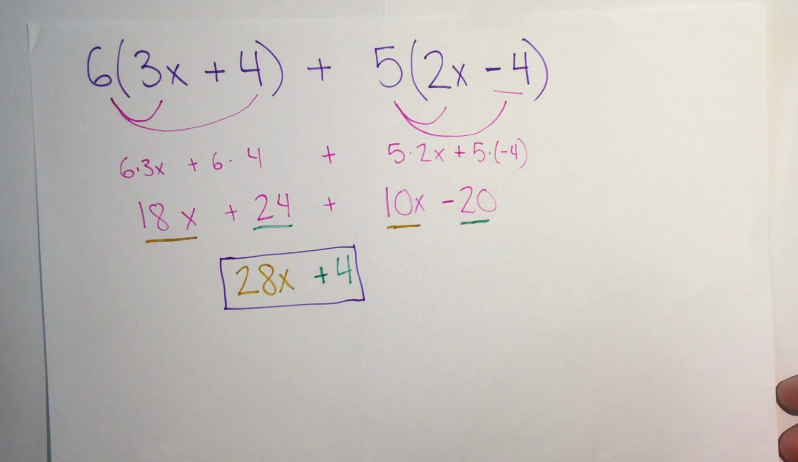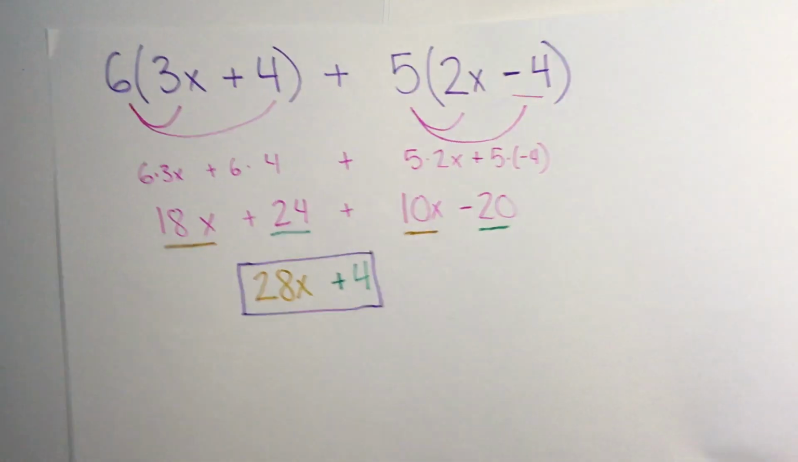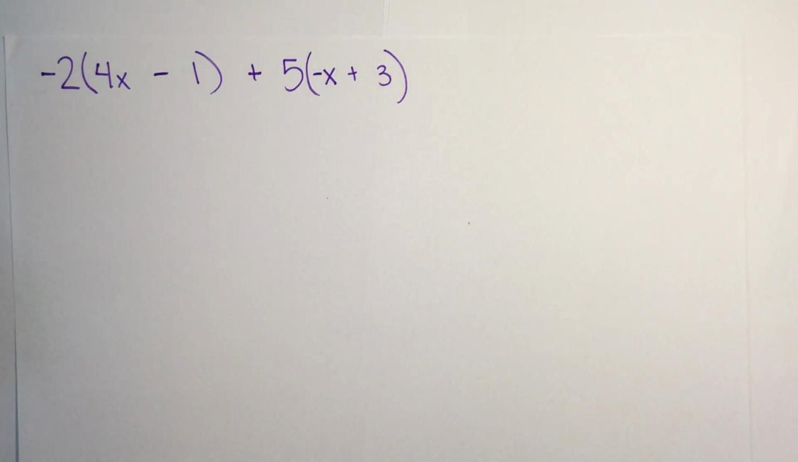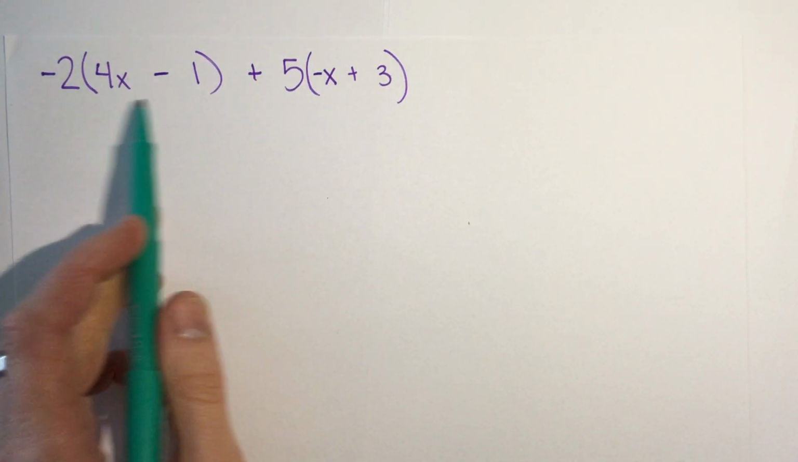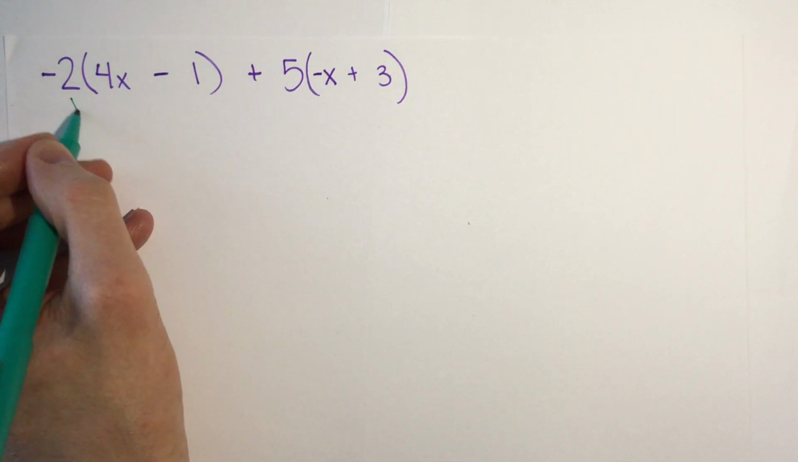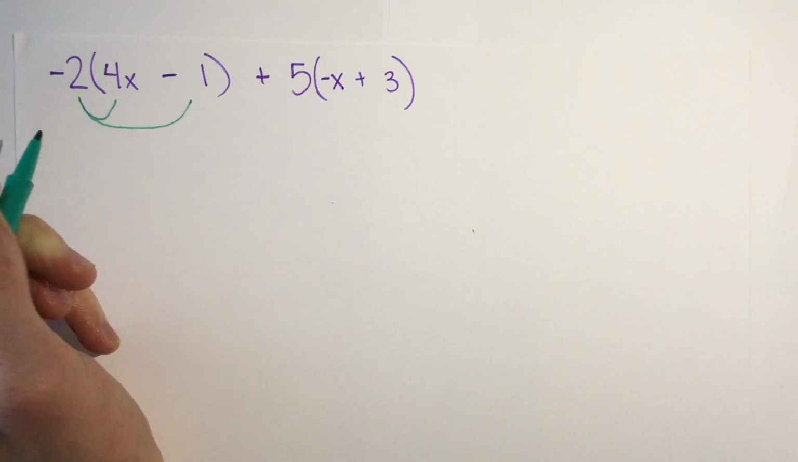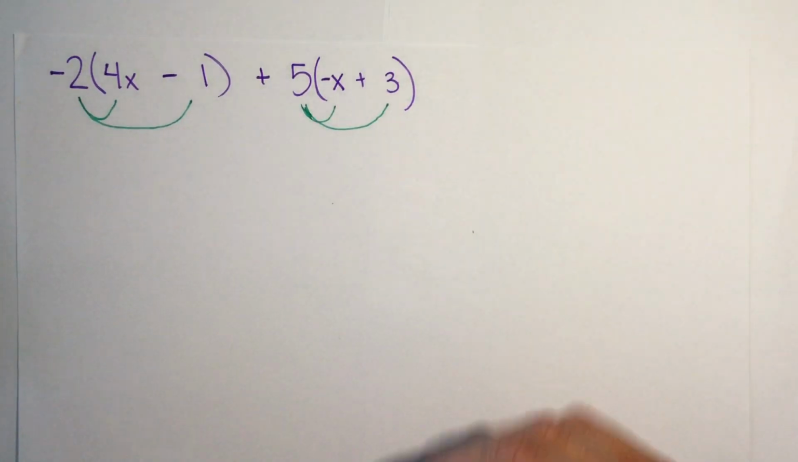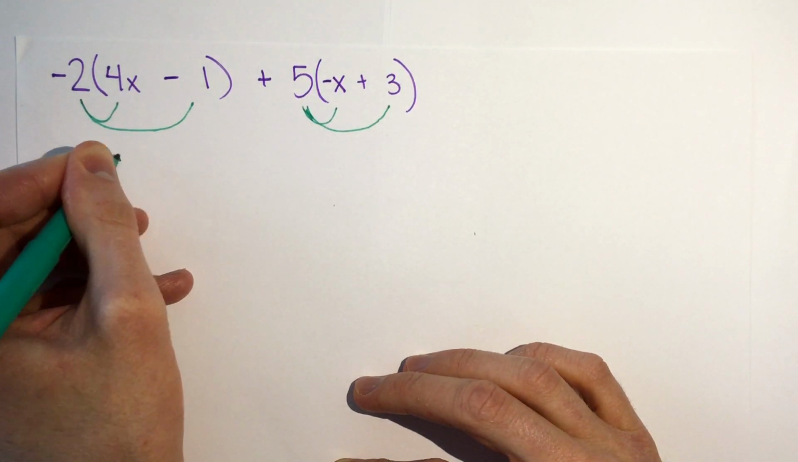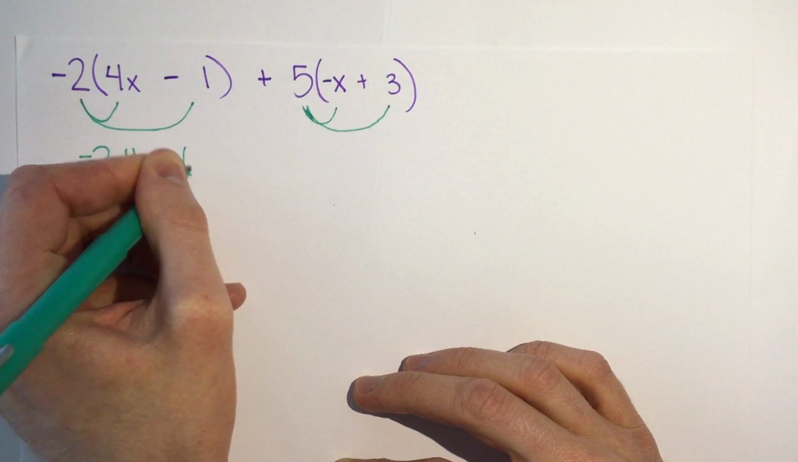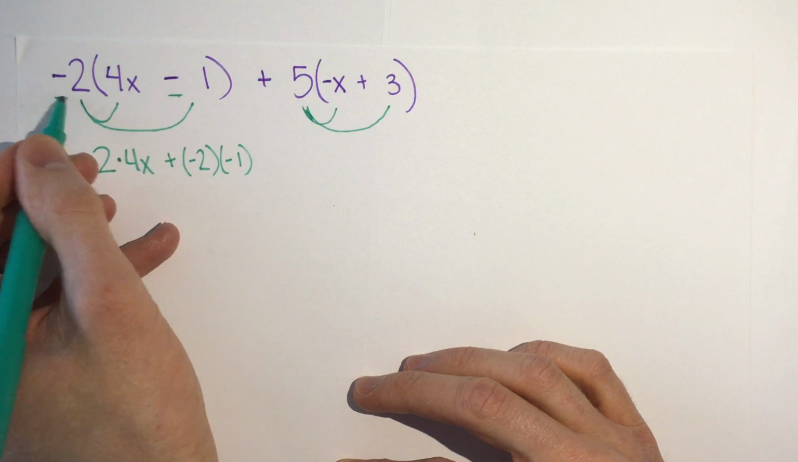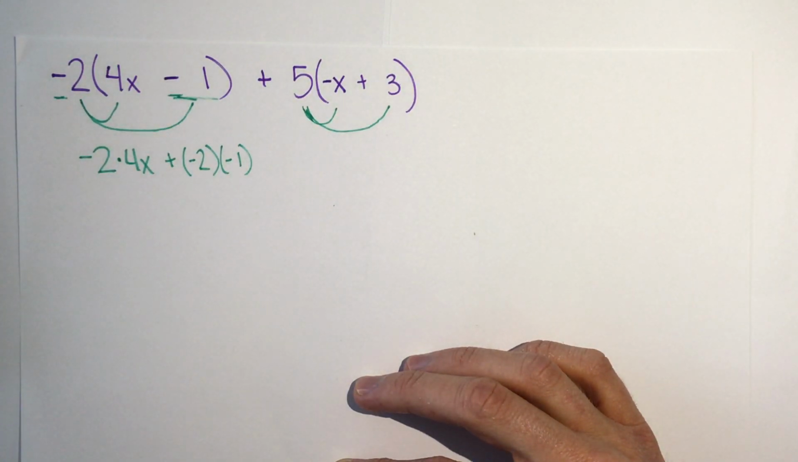Let's look at another example, but this time we'll have a few more negatives in it, because those can always cause some troubles. Again, we have 2 distributive properties. We have negative 2 times 4x minus 1 and 5 times negative x plus 3. If we write this out, we have negative 2 times 4x plus negative 2 times negative 1. Remember, negative because of the sign out front to the left of them.